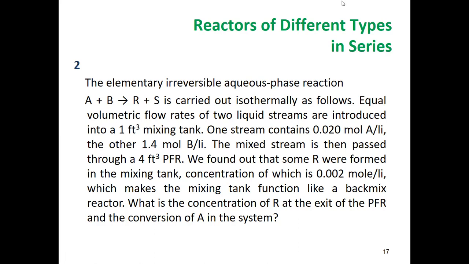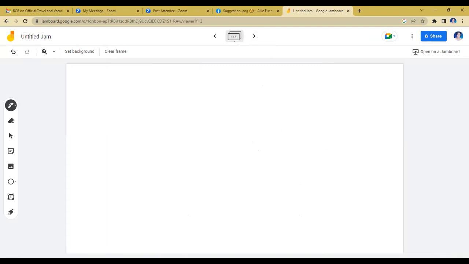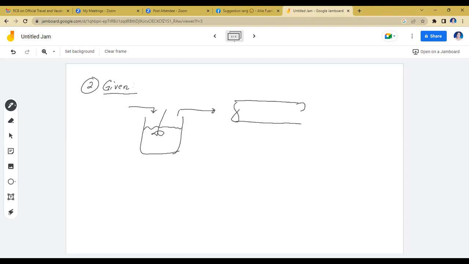Okay, so now we go back to our Jamboard. And this will be our second sample problem. So you have a CSTR followed by a PFR. So in here, you have two streams introduced in the CSTR. One is having A and the other one is having B.